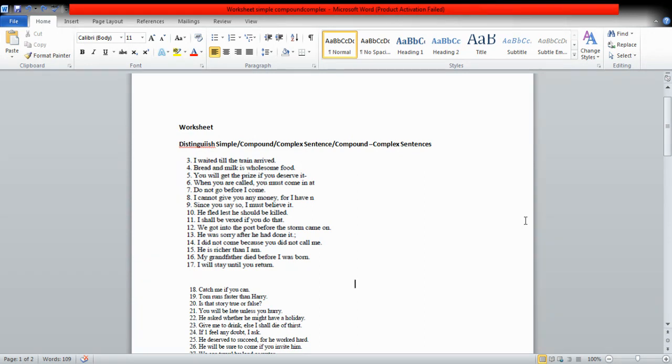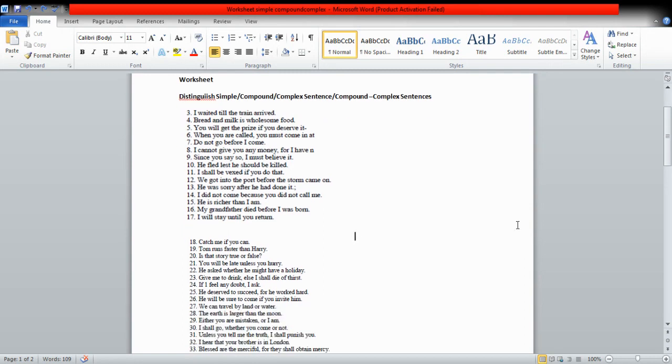He is richer than I am. It is a single clause, so it will be a simple sentence. My grandfather died, independent clause, before I was born, subordinate clause, so it will be a complex sentence. I will stay, independent clause, until you return, subordinate clause, so it will be a complex sentence. Catch me, independent clause, if you can, subordinate clause, complex sentence.